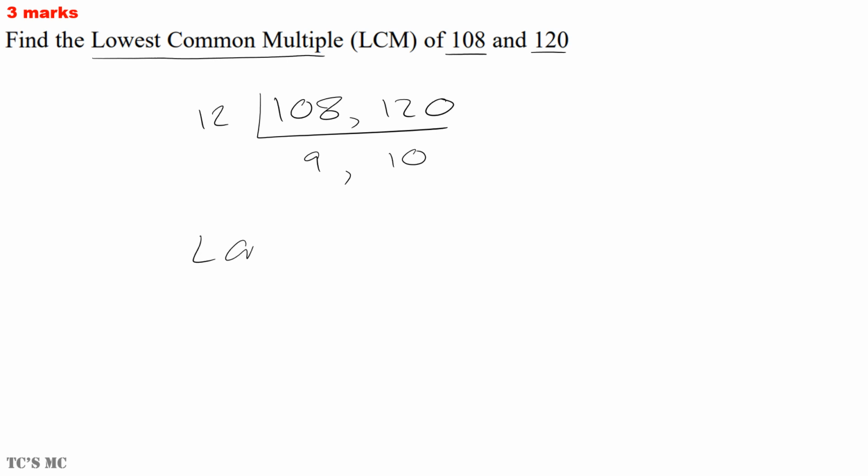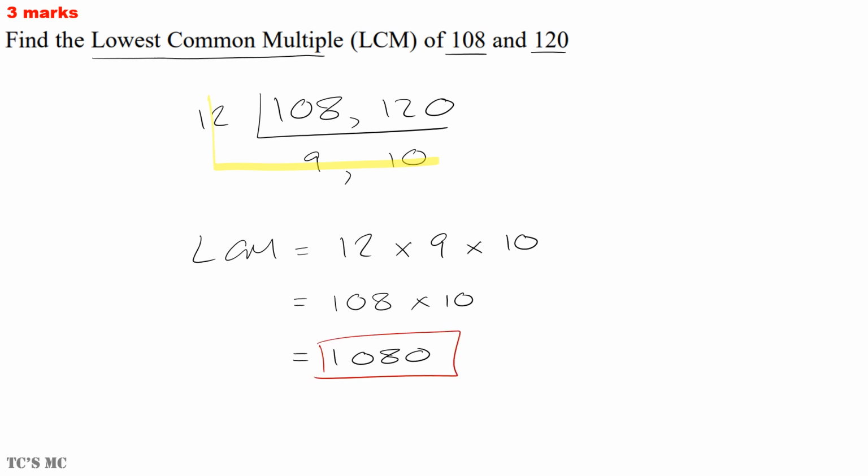For the LCM, we need to do the product of these outside values. So we need to write out 12 multiplied by 9 multiplied by 10. Now we have our second mark. Then we need to go ahead and work that out. So 108 multiplied by 10, and that is 1080. And now we have our third mark.